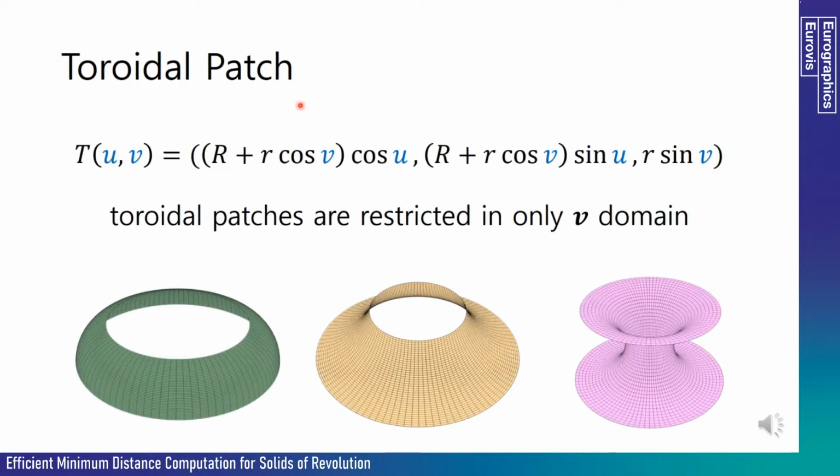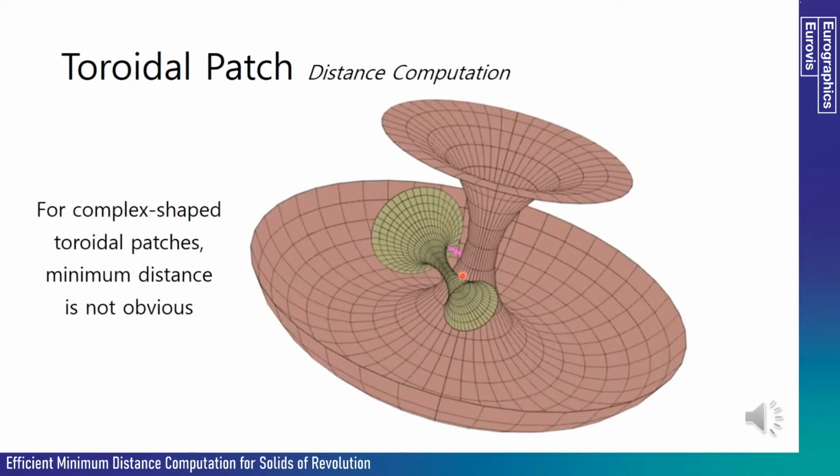Now, let's talk about toroidal patches. A torus can be parameterized as follows. By restricting the v parameter, we can get the toroidal patches generated by rotating our bi-arcs. Therefore, we need an efficient way of computing the distance between these kinds of toroidal patches. However, when it comes to complex-shaped toroidal patches as shown in the slide, the minimum distance between them is not quite obvious. In the picture, the pink line segment shows the minimum distance between the toroidal patches. Clearly, it's hard to find.